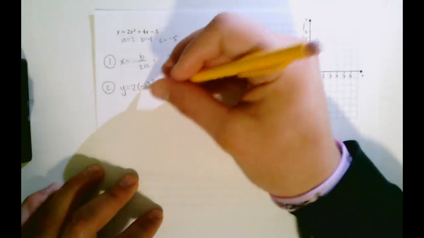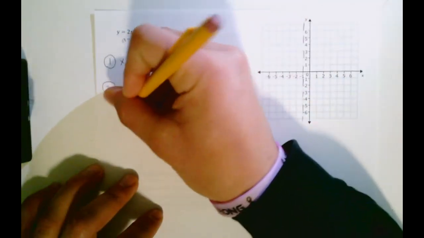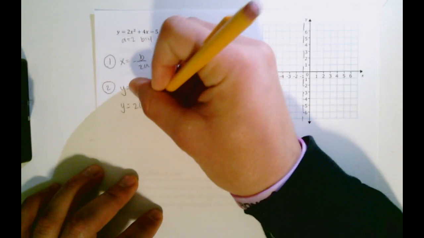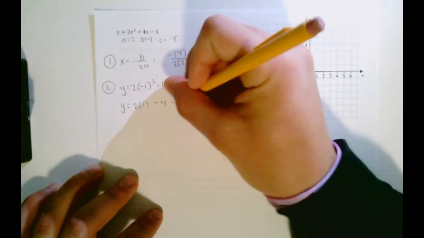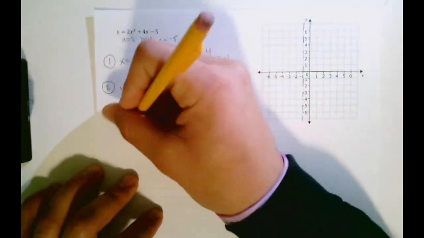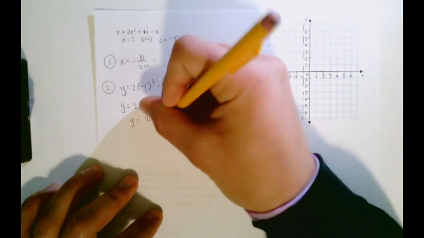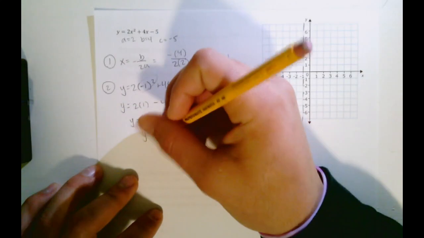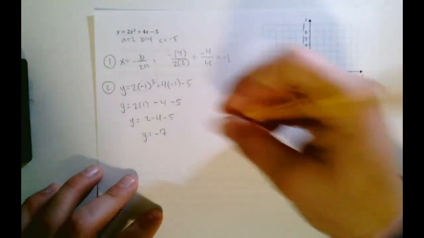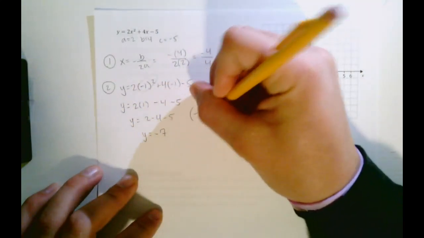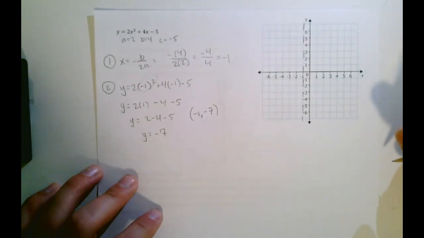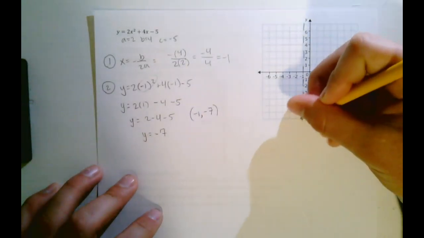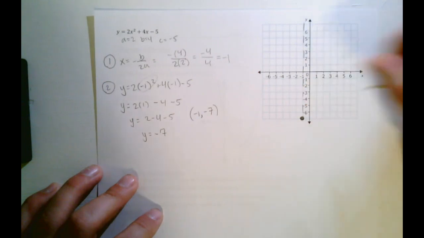Remember, we're going to square first here, which gives me a +1. This is a -4. That's a -5, which really gives me 2 minus 4 minus 5. And this is going to just give me a -7. So I plugged in -1, I got a -7, and that's going to represent my vertex all the way down here at the very bottom.